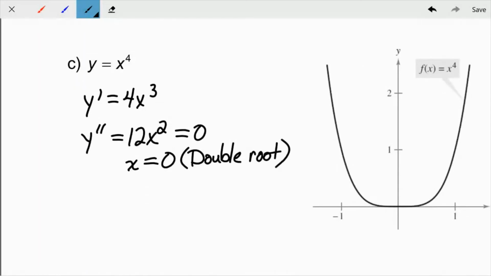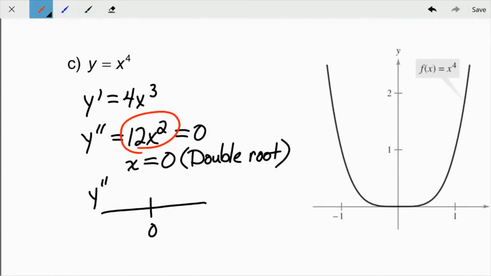So the fact that that's a double root automatically tells me there's not going to be a sign change here. But if you want to verify that, you could always go through and do a sign chart and check the second derivative. If I plug a negative number into 12x squared, I'm still going to get a positive. If I plug a positive number into 12x squared, I'm going to get a positive. So this is telling me that this graph is always concave up.